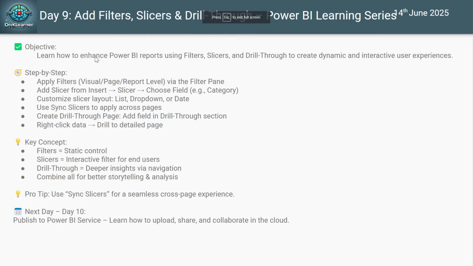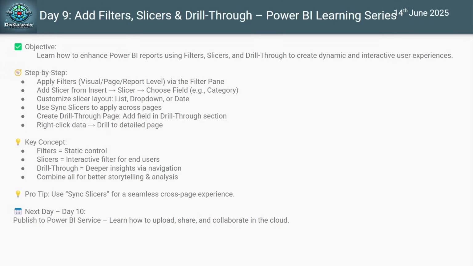What we have covered till now is we have talked about the steps. We apply the filter and slicer. We customize the slicer layout: list, drop down list, or date. I did not show you the example of date, but you can do that with the date. If it is a date column, it will give you that. Use sync slicer to apply across pages.